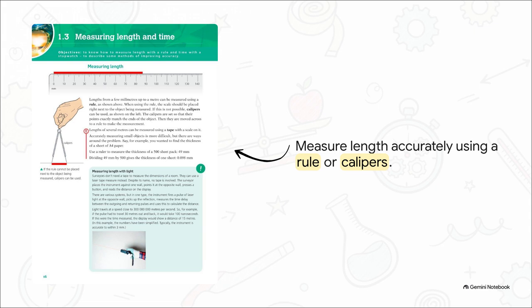Think about taking a pack of 500 sheets of paper. If you measure that whole stack and find it's 49 millimeters thick, you just divide 49 by 500. Bam! You find that a single sheet is 0.098 millimeters thick. It's such a simple, elegant solution to a really common problem.